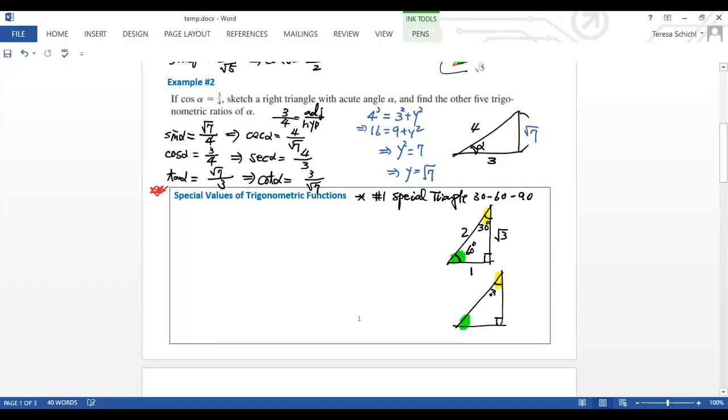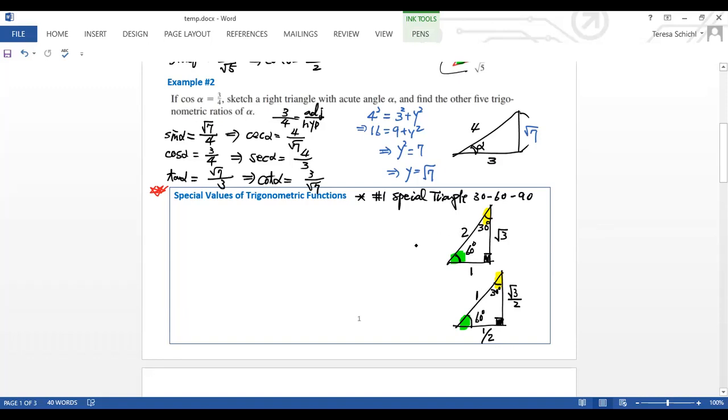So if this angle is 30 degrees, this is 60 degrees, and of course this is the right angle. Some people, instead of putting the hypotenuse as 2, put it as 1. But the ratio should be the same. The side opposite 30 degrees to the hypotenuse is always 1/2. So here it's 1/2, and then instead of square root of 3, this one is square root of 3 over 2, facing the 60 degree angle. Those are the special values of the trig functions.